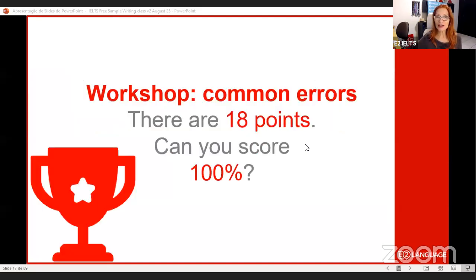Once again, the focus today is grammar. So grab a pencil and paper and let's get started. We're going to do some activities. The total scoring that you can get is 18 points, which will be equivalent to 100%.